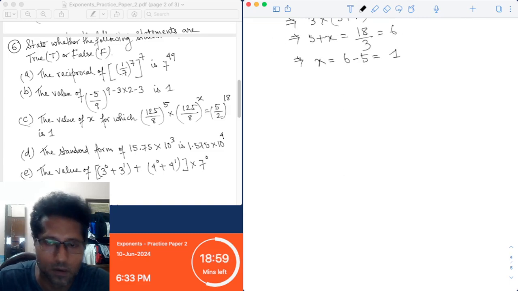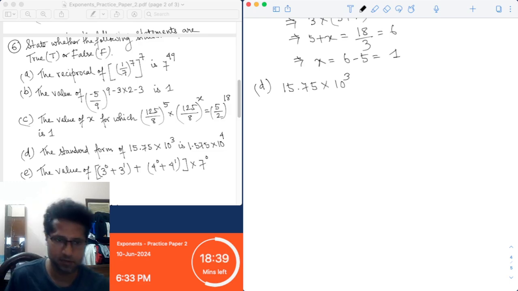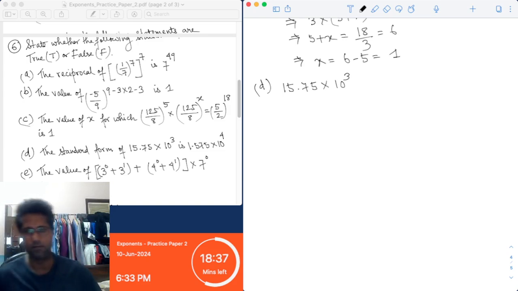Let's do D. We have to find the standard form of 15.75 multiplied by 10 cube. Now what is this number? We have studied how to express a large number in the standard form, but the number given here is a decimal number. It's already a kind of standard form, but it's an incorrect form.